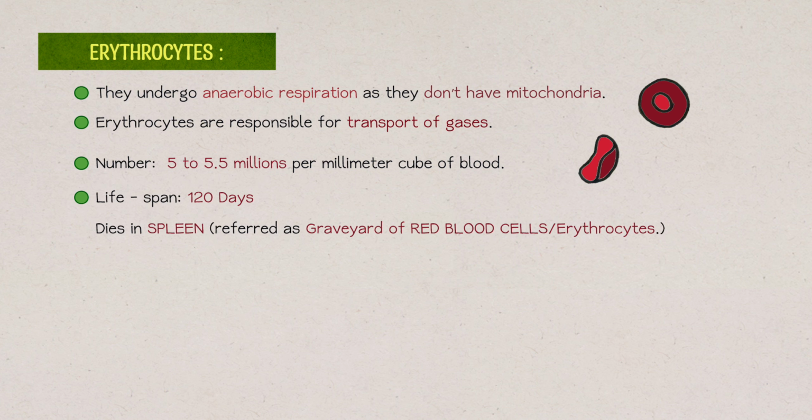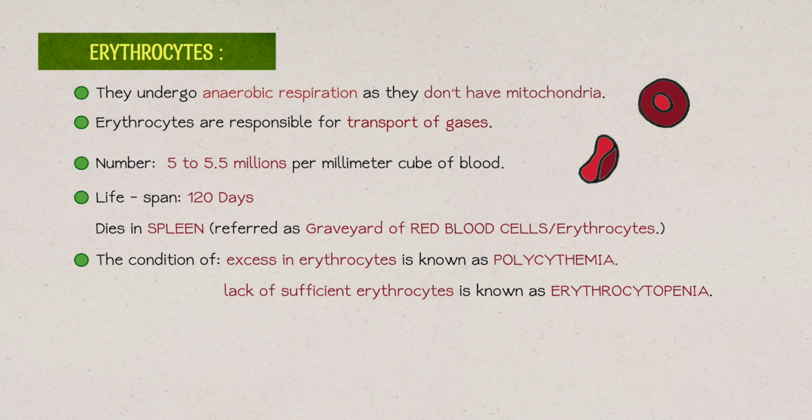They have a lifespan of around 120 days and die in the spleen, which is referred to as the graveyard of red blood cells. The condition of excess erythrocytes is known as polycythemia, and the condition of lack of sufficient erythrocytes is known as erythrocytopenia.